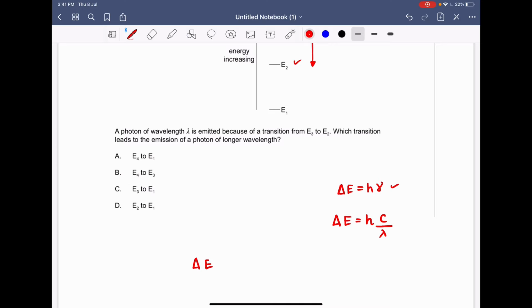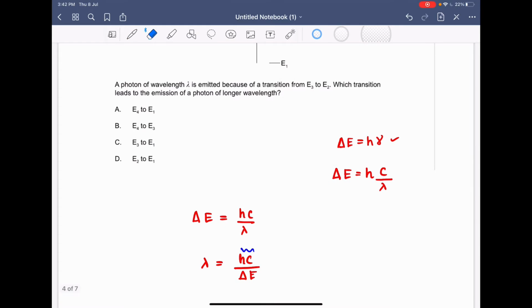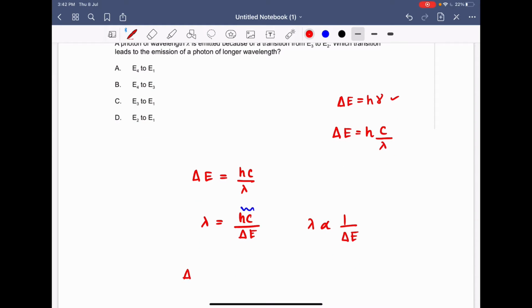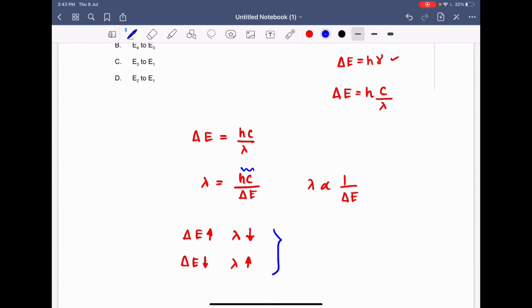So delta E is nothing but hc by lambda. From here we get that lambda is equal to hc by delta E. See, over here hc is a constant. So from here I can write that lambda is inversely proportional to delta E, right? So when delta E increases, what will happen to the wavelength of the photon that is emitted? The wavelength of the photon that is emitted will decrease, right? And when delta E decreases, what happens? The emitted photon will have a larger wavelength, right? So these are our two necessary conditions that you should keep in mind.